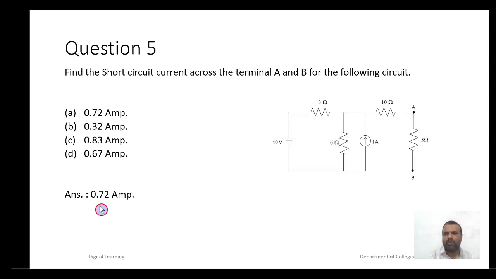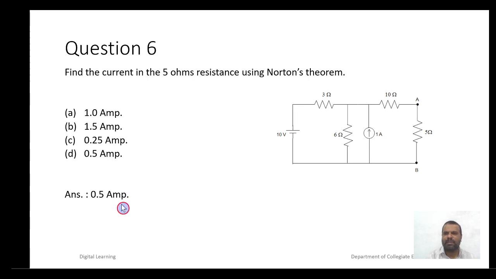Question number 5. Find the short circuit current across the terminals A and B for the following circuit. The options are A 0.72 amperes, option B 0.32 amperes, option C 0.83 amperes, option D 0.67 amperes. The correct answer is 0.72 amperes.